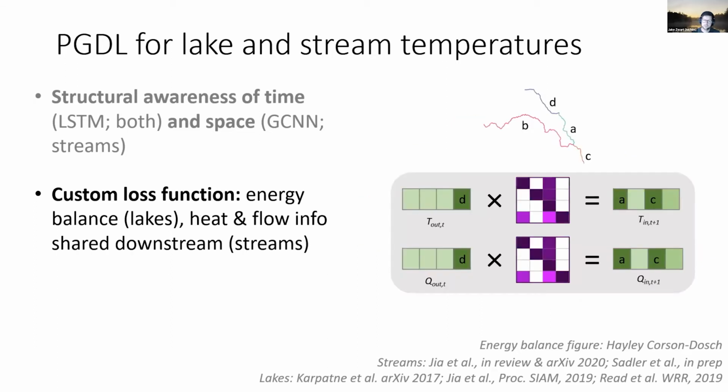We can also do this for stream networks, penalizing it when it violates the law of conservation of energy. And we do this through this LSTM plus GCNN, modeling both temperature and flow. And so the stream segments cannot create energy or destroy energy from one time step to the next.